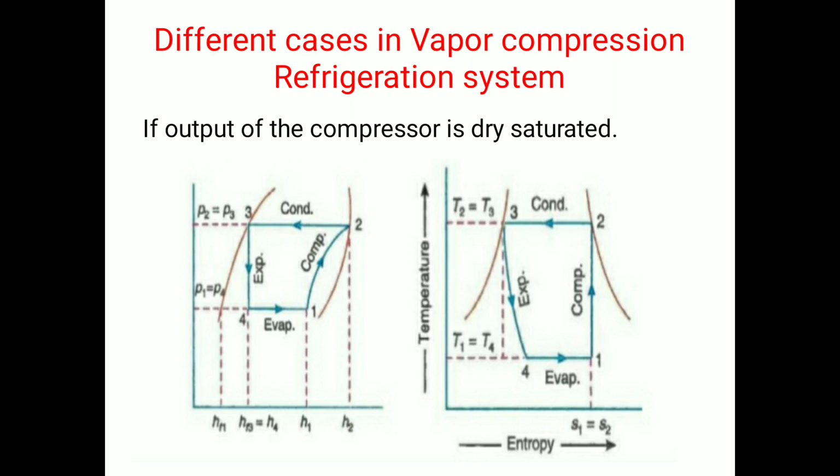If you observe the TS diagram, you can clearly see that if point 2 is on the dry saturated vapor line, definitely point 1 will be in the wet domain. In the compressor, it is very difficult to compress a mixture of liquid and vapor. So this case is not preferred in an actual vapor compression refrigeration cycle. Anyhow, we have to study these things. Let's go for the next case.